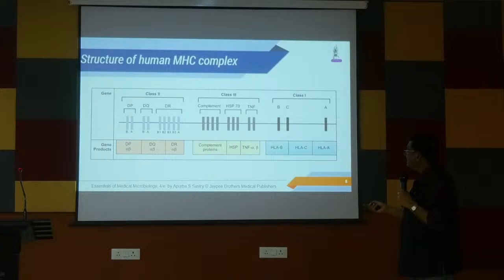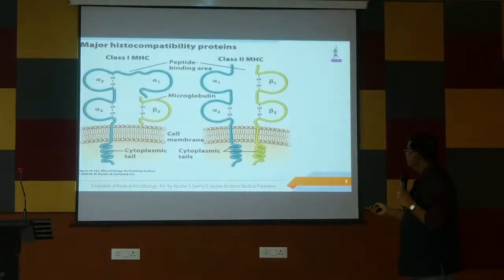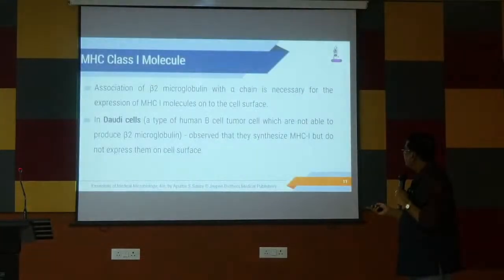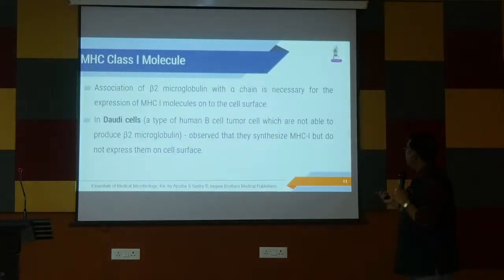This is the picture. A simpler form for examination purposes is this. The major histocompatibility proteins are class MHC1 and MHC2. This is the structure of the MHC molecule, class 1 and class 2, with the cytoplasmic tail. Beta 2 microglobulin with the alpha chain is necessary for the expression of the MHC1 molecule on the cell surface.